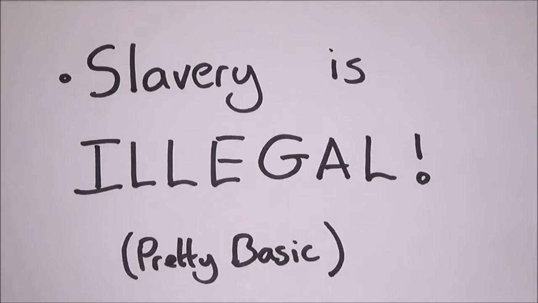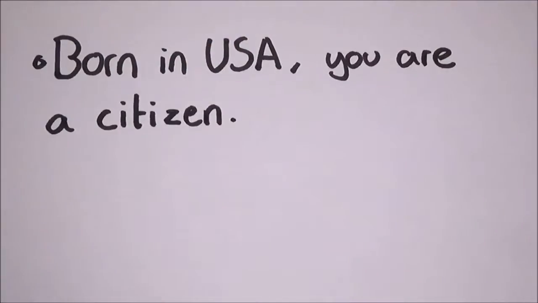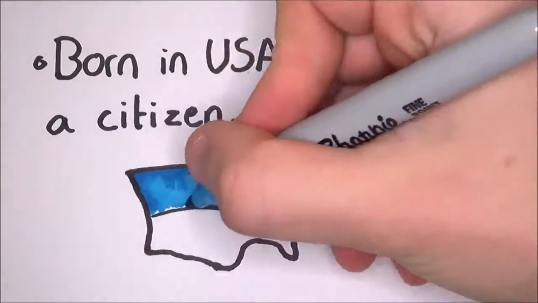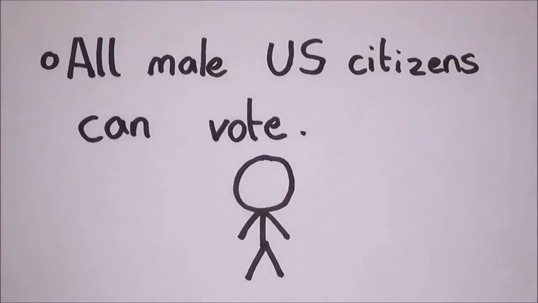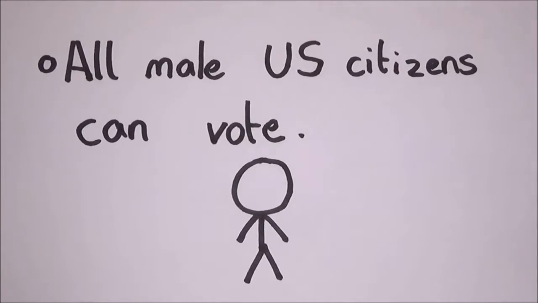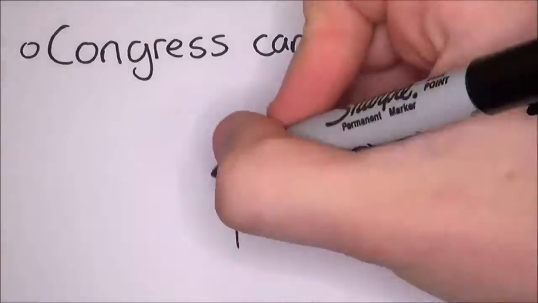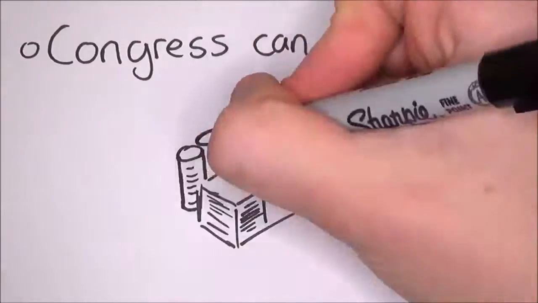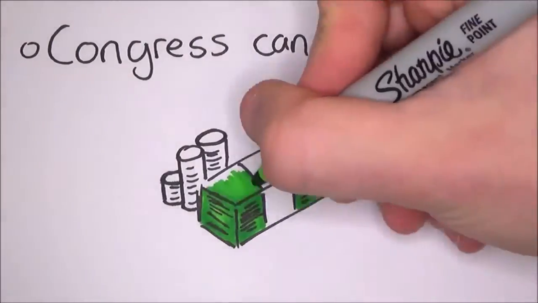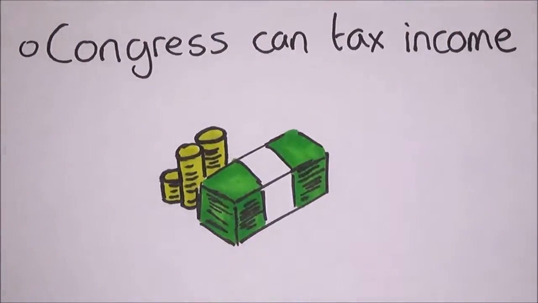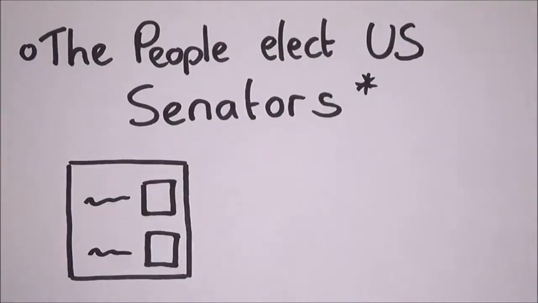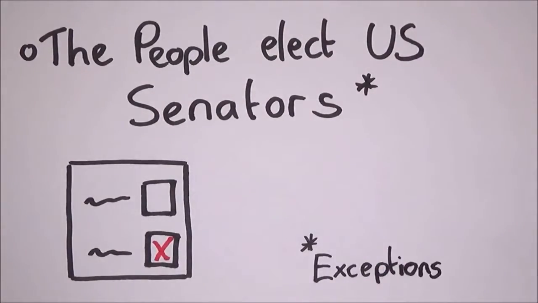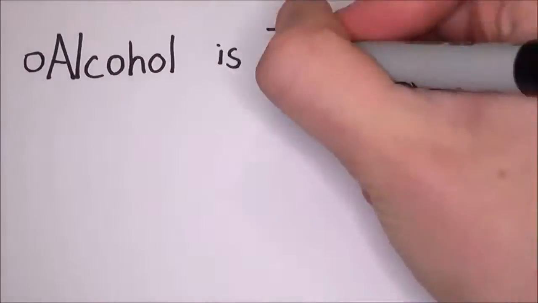Slavery is illegal. Pretty basic. If you're born in the USA, you are a citizen. If you're not, you become a naturalized citizen. All male US citizens have the right to vote. Congress can tax income. This means that it is legal for Congress to take money from you. People elect US senators. This means that there has to be a vote to elect a senator. Again, there are some exceptions to this rule.